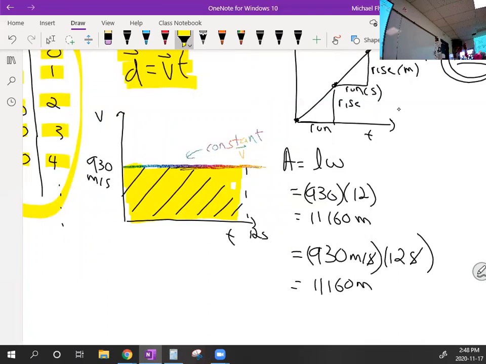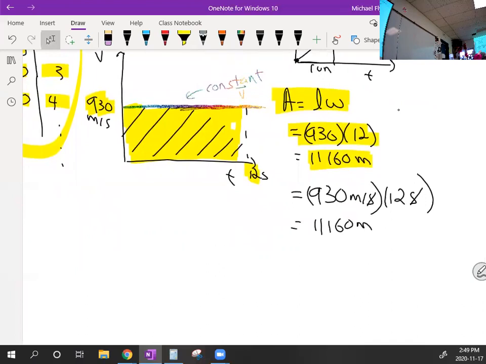Look, to find the area underneath this line, all we're gonna do is go length times width. So here I did it for you. The area of a box is length times width. So that's 930 times 12. So here we see that the box has a width of 12 and a length of 930, or whatever you want to call the length or the width. It doesn't really matter which order you do it in. That gives us 11,160 meters. Okay, so that's the area of that box. I just showed here how the units work out. It gives you meters. That's not a coincidence.